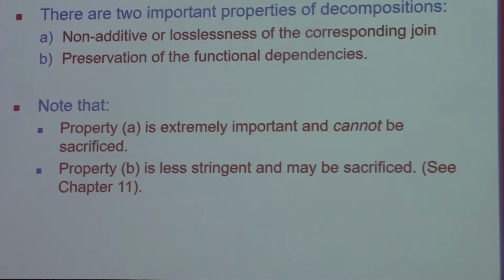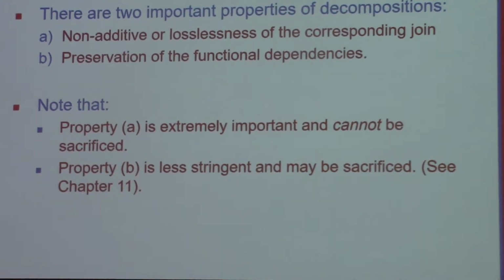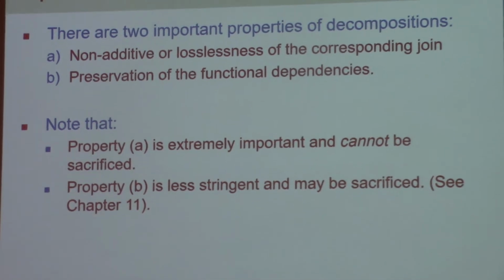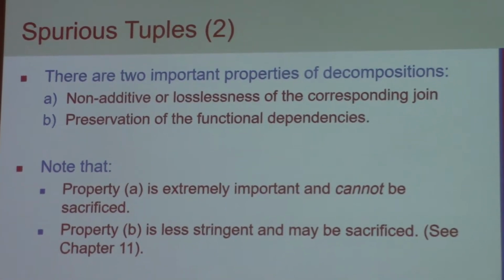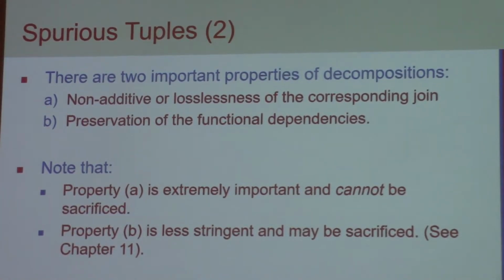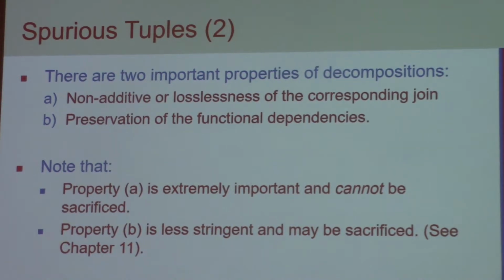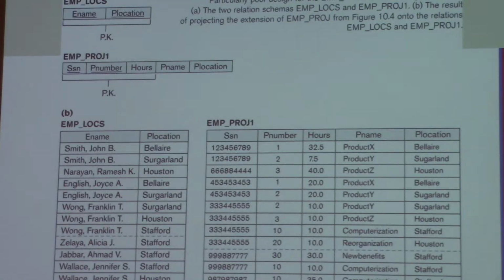So we need to avoid such spurious tuples. How? Get rid of the redundancy. Redundancy is a kind of measure of the goodness of your database design, whether you remove such redundant information from your database design. Okay, so this is the informal guideline.